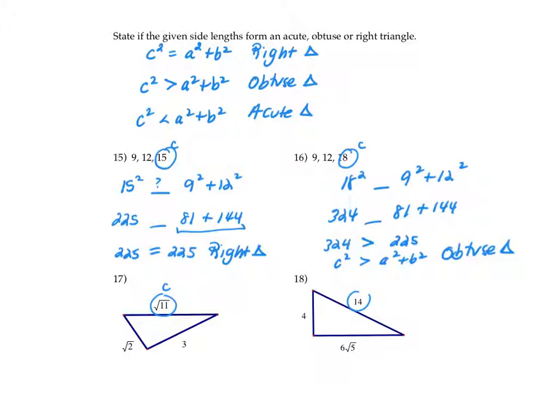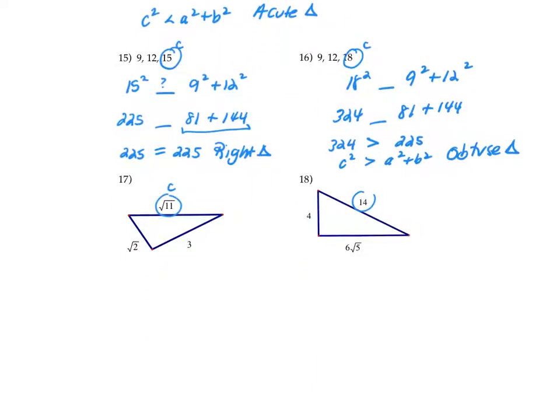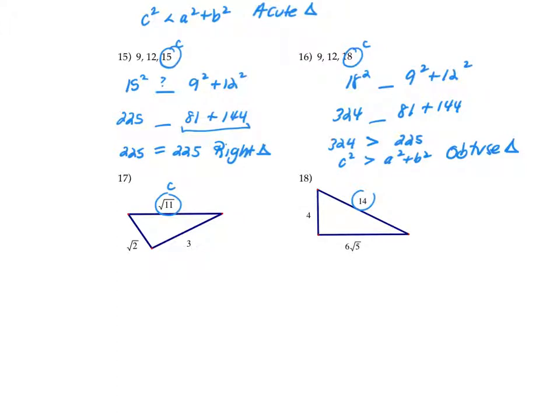Okay, again, let me move this up so we have a little bit of work. I know we can't see our 3 things up above, but we'll be fine. At number 17, we want to do the square root of 11 squared and compare it to the square root of 2 squared plus 3 squared. Now the square root of 11 squared is just 11. Check it out on your calculator. When you square a square root, it just gets rid of the radical. And again, we're comparing it to the square root of 2 squared, which is 2, and 3 squared, which is 9. So you have 11 and 11. So they're equal. So this is a right triangle.